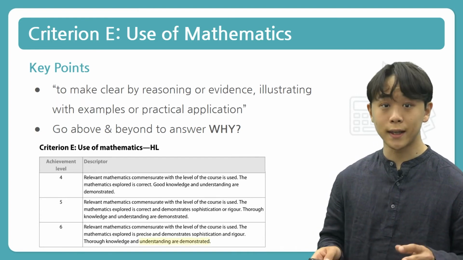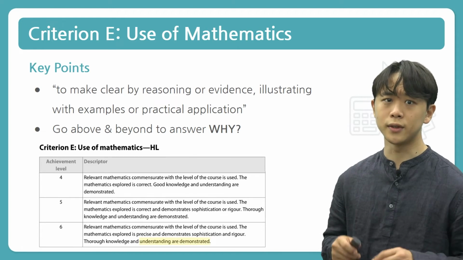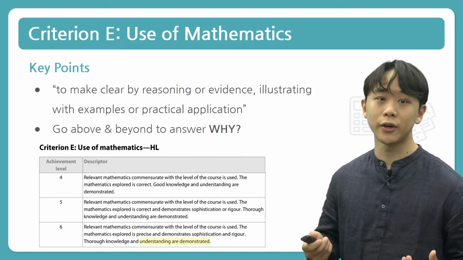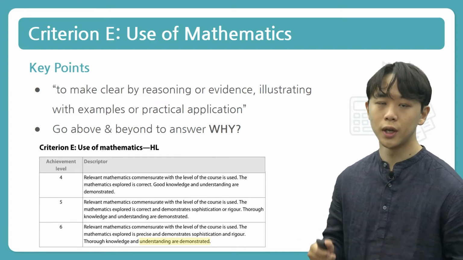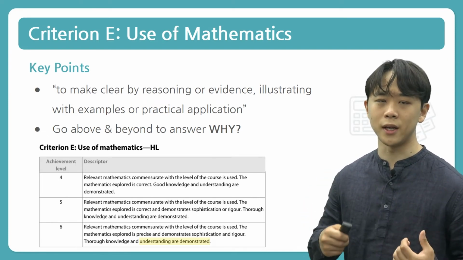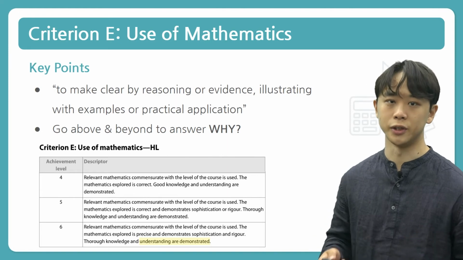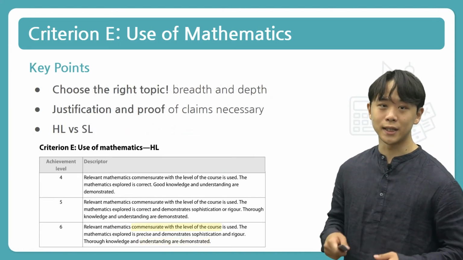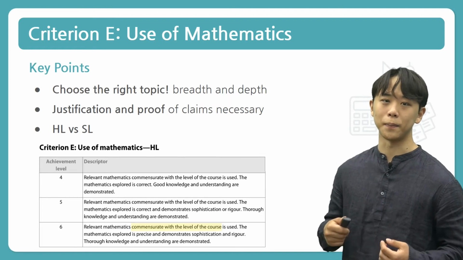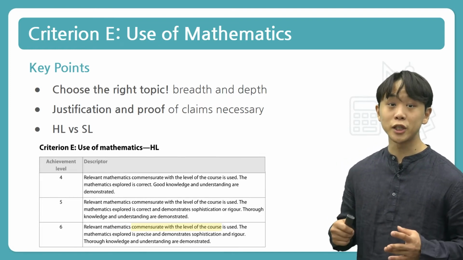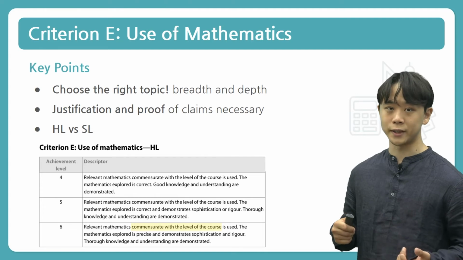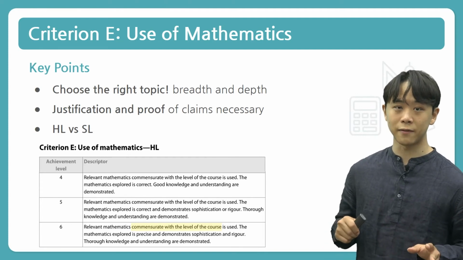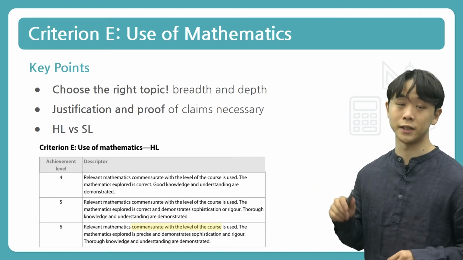If you look at the grading descriptor, it mentions the words to demonstrate understanding. So with evidence, we need to make clear that we're applying our knowledge. So you need to go above and beyond performing simple calculations. To score high in criteria E, it's really important that you have the right topic. The topic should be commensurate with the level of mathematics you're taking. So there are some different expectations for a standard level and higher level. I'll cover that in another series.